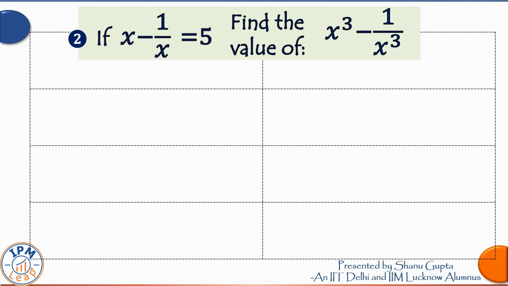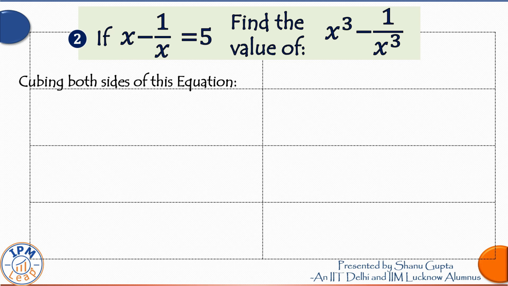Moving on to our next question, if x minus 1 by x is equal to 5, then we have to find the value of x cube minus 1 by x cube. So every time we face this equation, we have to work around this equation to achieve our required objective. In this case, finding the sum of cubes of these two terms. So broadly, our thought process should be that if I cube this equation on both sides, I will move closer to my objective, isn't it? So let's try doing that.